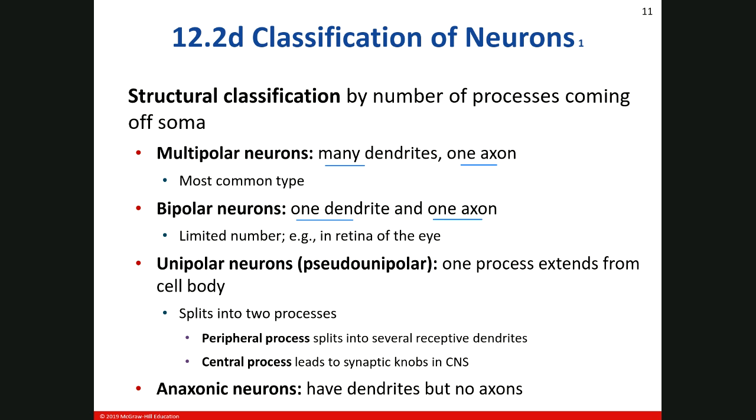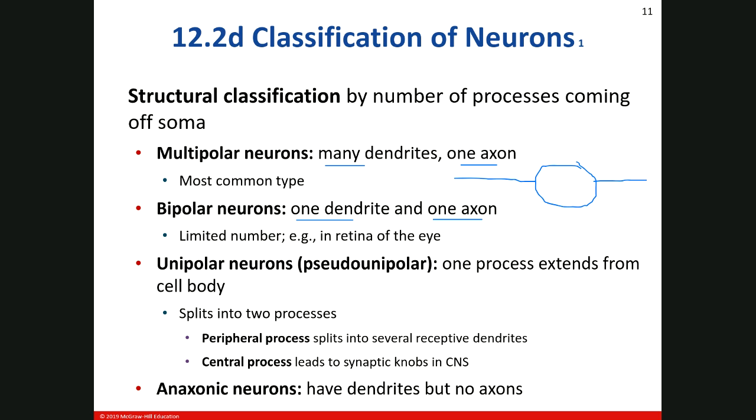Bipolar is where you're going to have one dendrite and one axon. All right, so you're going to see, okay, you have your cell body, and then you've got one process going one way and another process coming off the other way, all right? And that's a bipolar, okay? One is going to be the axon, the other one's going to be the dendrite.